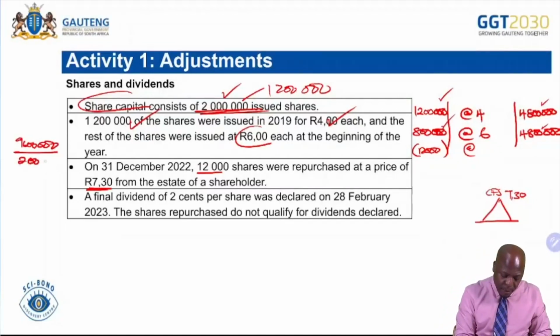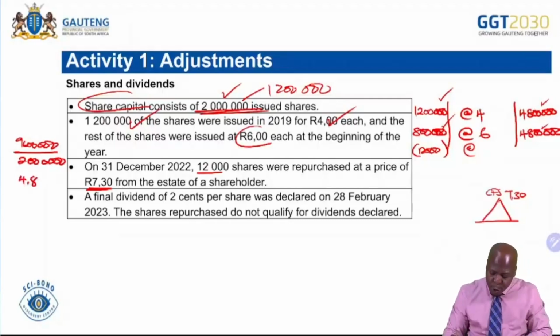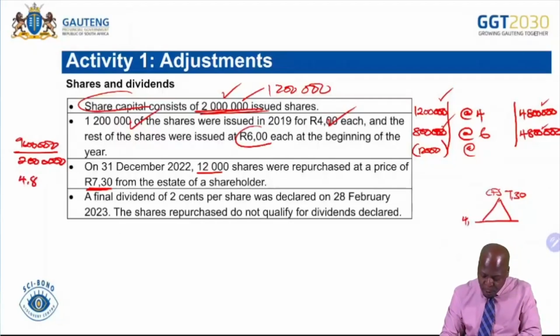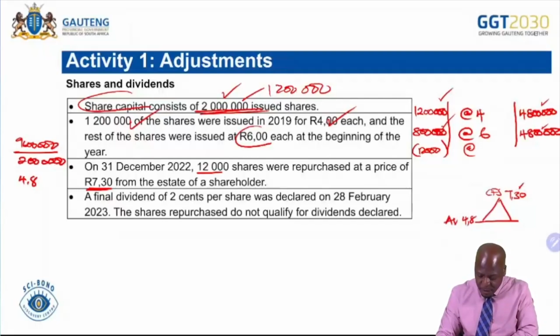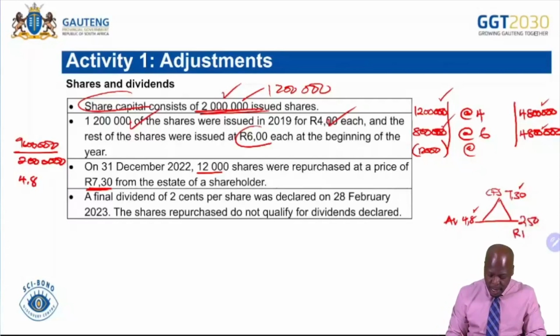I divide it by 2 million. It's going to give me an average price of 4.80. So my average price here is 4.80. That is my average price. So I then know that if I say 730 minus 480, I then get my difference, or my price above, of 2.50. The 2.50 is what I record in the retained income.